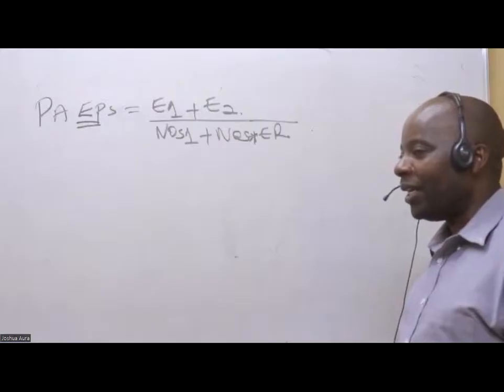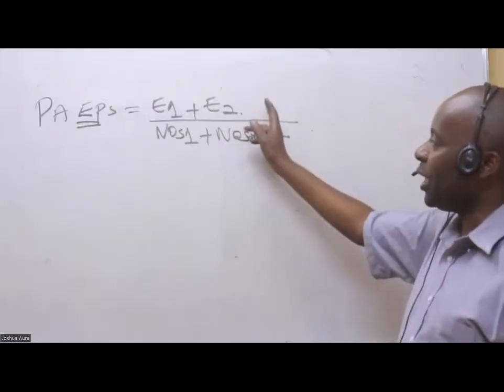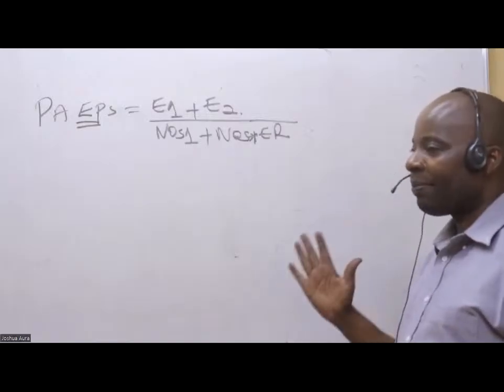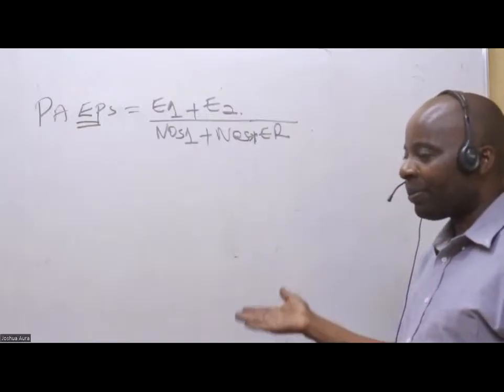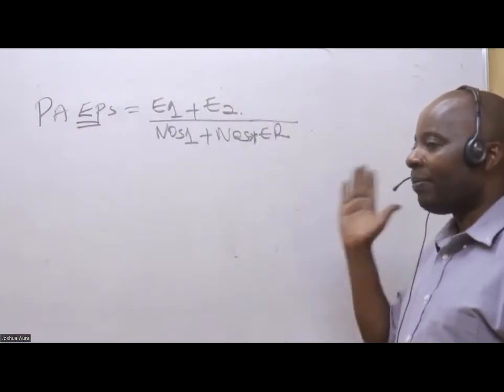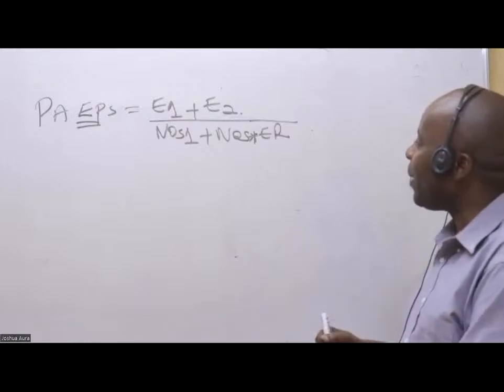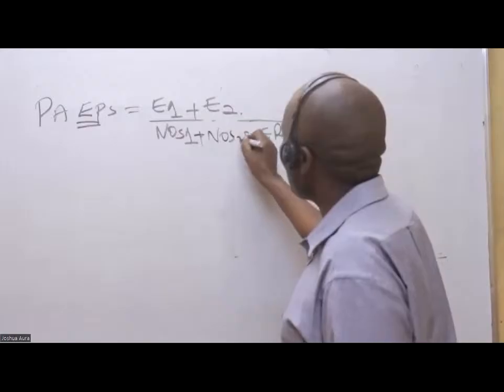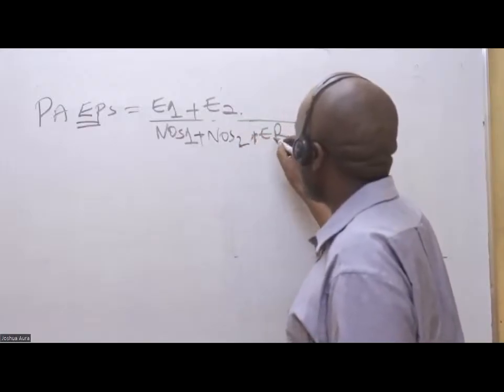Post-acquisition earnings per share. Please, once you write up to here, could you kindly put a thumbs up? Equals earnings of company 1 plus earnings of company 2 all over number of ordinary shares of company 1 plus number of ordinary shares of company 2 times exchange rate. Please write this in full.